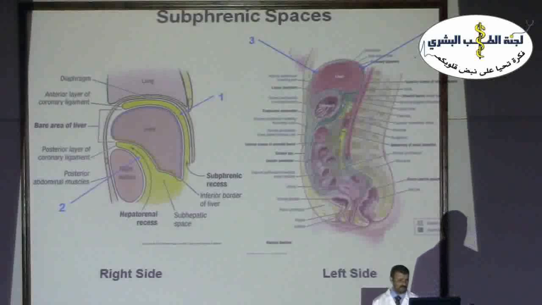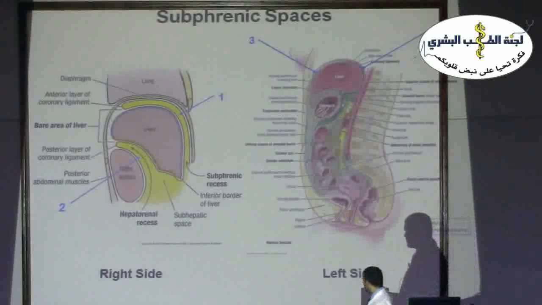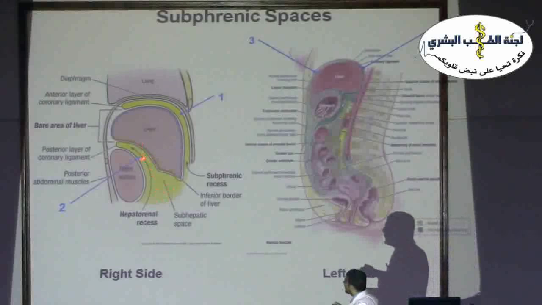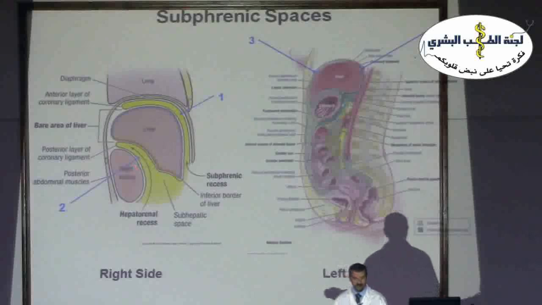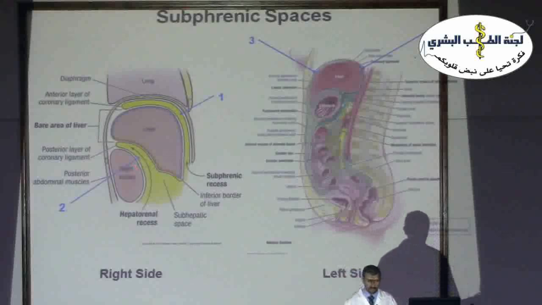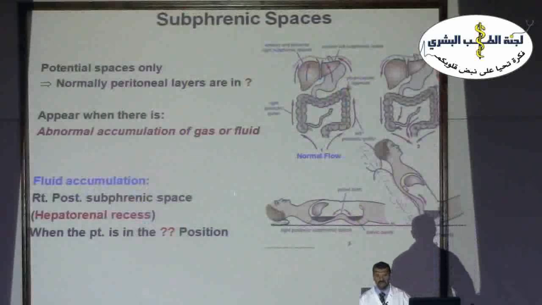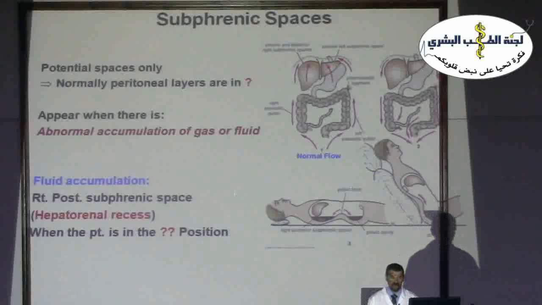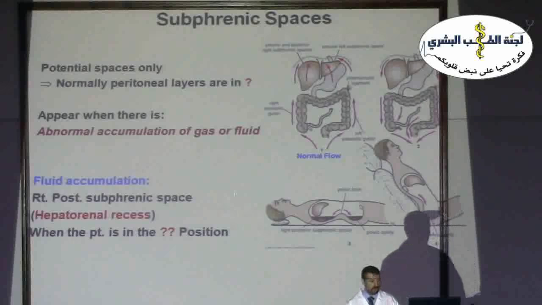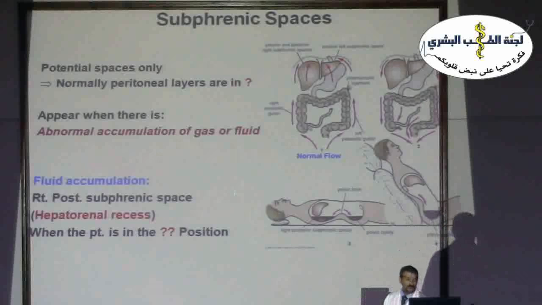3 subphrenic spaces. What's unique in these spaces? The unique thing about them, especially the posterior one on the right side, the hepatorenal recess, is that it is very important when you have ascites or accumulation of exudates due to inflammation of the peritoneum. So when there is an inflammation of the peritoneum, subphrenic spaces are potential spaces.